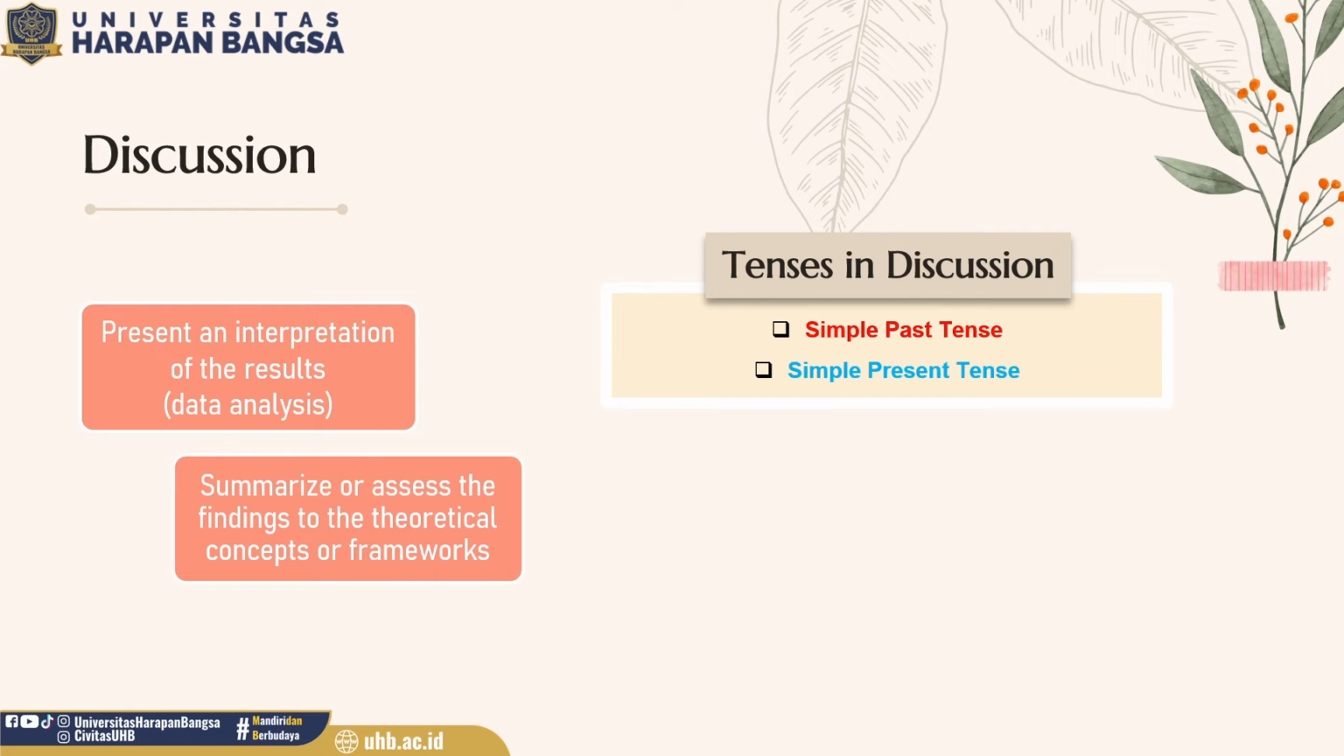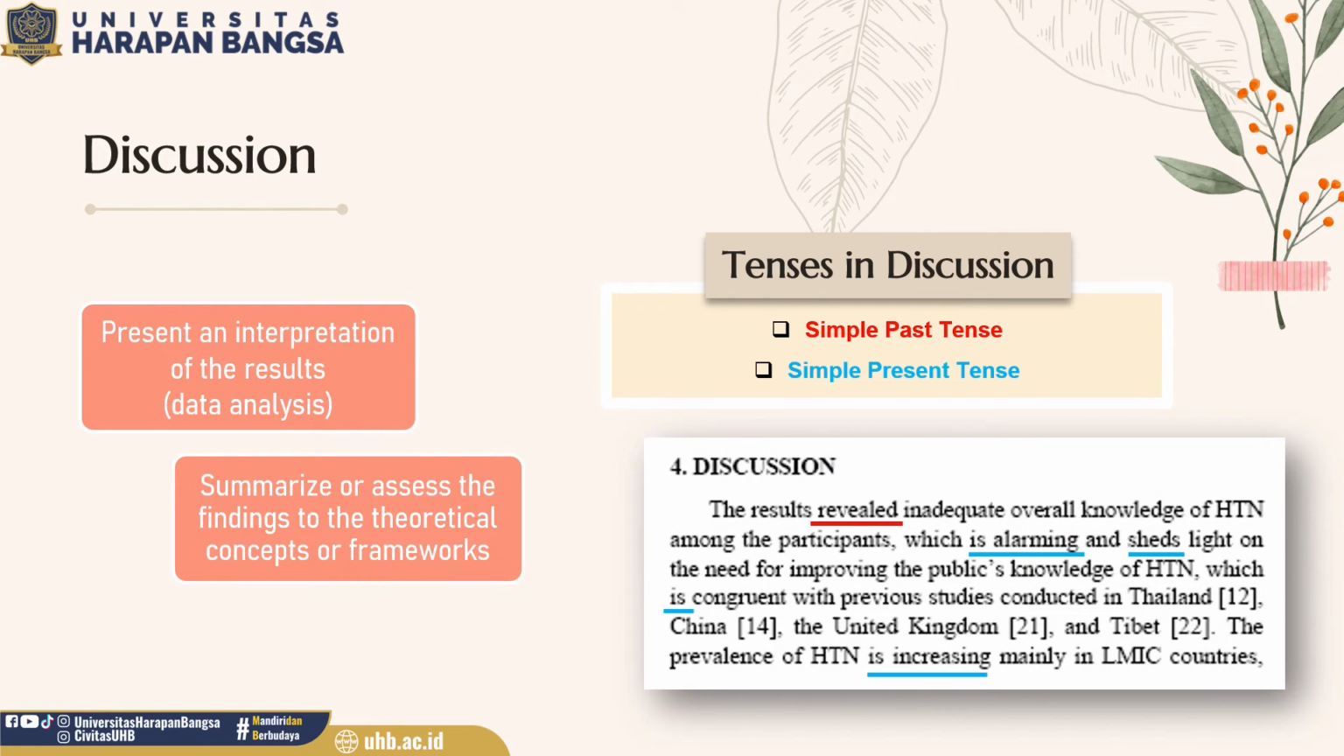Now see the example of a discussion. Simple past tense in the red line, the word revealed, and simple present tense in the blue lines: is alarming, sheds, is, and is increasing in continuous tense.